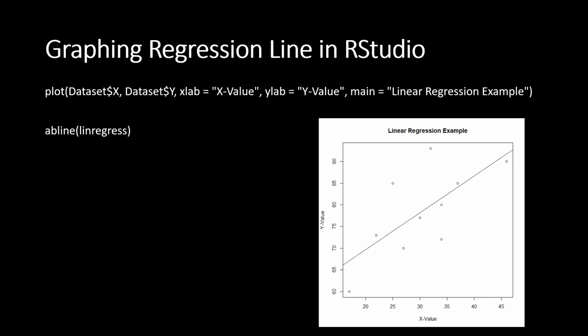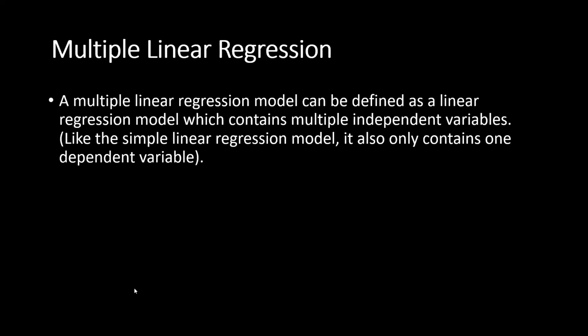So let's move on to multiple linear regression. Multiple linear regression is essentially just linear regression with multiple independent variables. And it can be defined as linear regression, which contains multiple independent variables. And like the linear regression model, it contains only one dependent variable. So one dependent variable, multiple independent variables in this case.